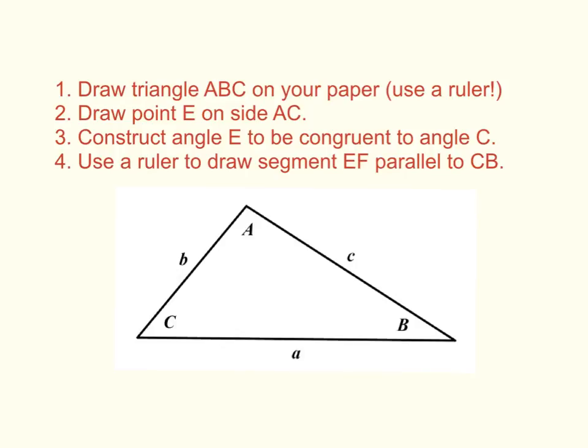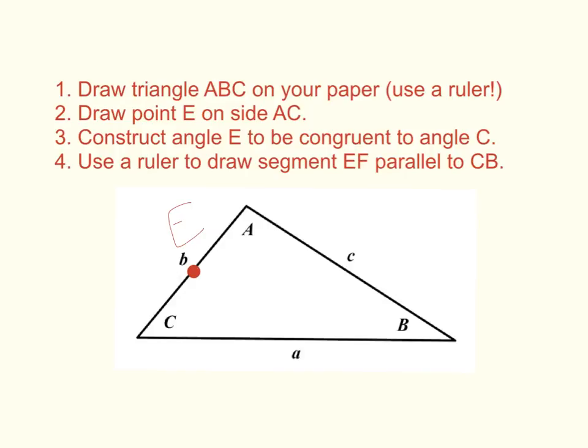So what you need to do is use your straight edge to draw a triangle ABC on your paper. So go ahead and do that. Draw a triangle ABC. Okay, once you've drawn triangle ABC, you need to draw point E on side AC. Doesn't matter where. I'll let you choose where you want to put it. But you're going to draw point E on side AC. So that's point E.